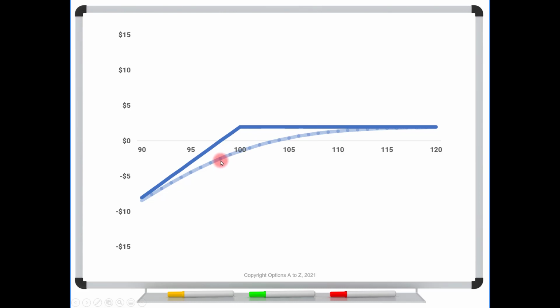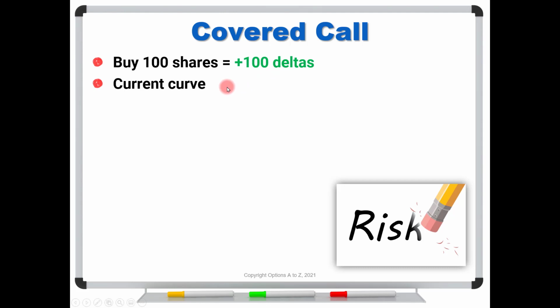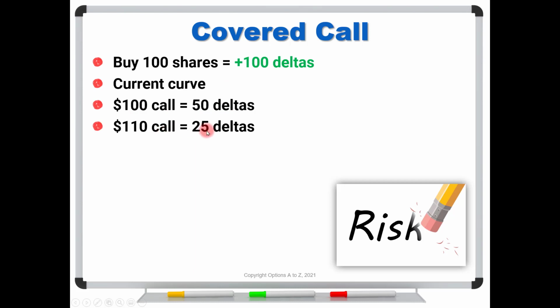All right, so this is what it looks like today, and over time, this lighter curve moves towards the solid one. So now let's go back to this question about the covered call. If we buy 100 shares, again, got 100 deltas, check. But for the current curve, we have to do things a little differently. If the $100 call has 50 deltas and the 110 call has 25 deltas, I could just look at these in terms of deltas as well.